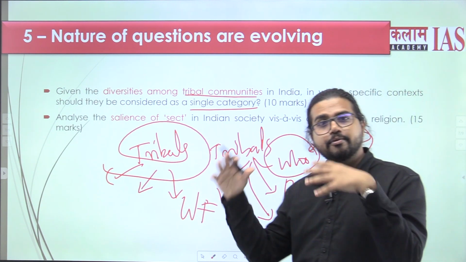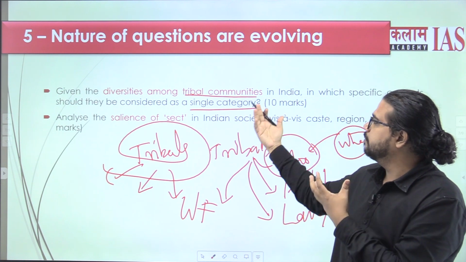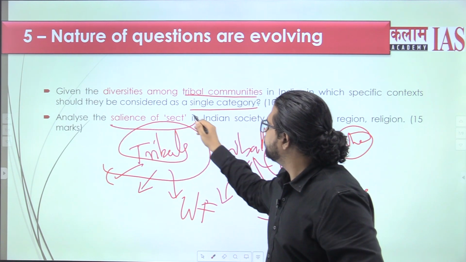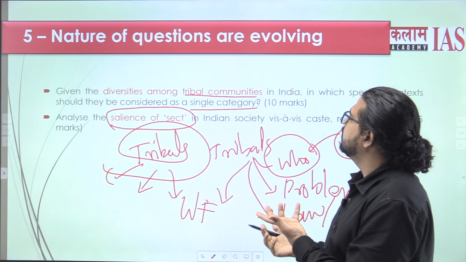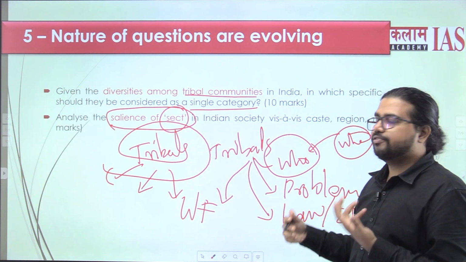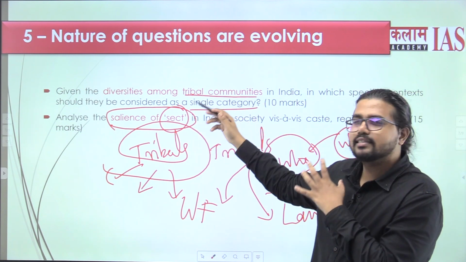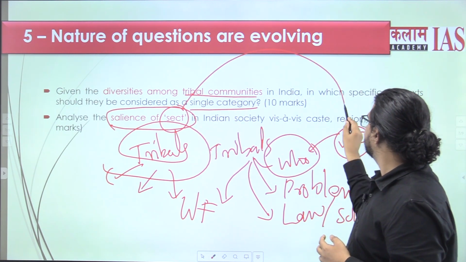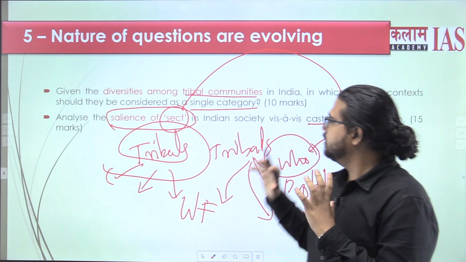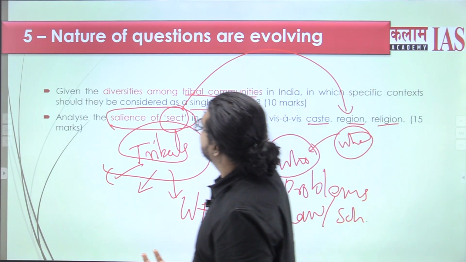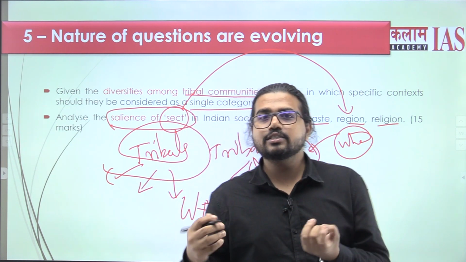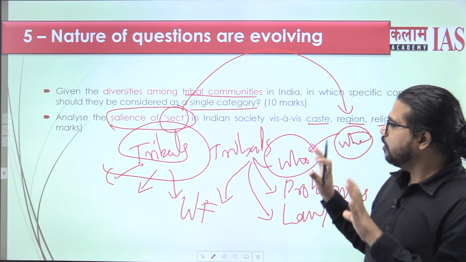Of course, everyone will have some knowledge base on tribals, but the question is a little tilted. See this question, salience of sect. There is a tendency that you may not be exactly remembering what is sect, or you may find it difficult to relate it with other terms given in the question, if you don't understand the correct meaning of it. So this thing is happening frequently. The nature of the question is totally evolving towards more complexities, more things which we usually don't read. So how to tackle this?